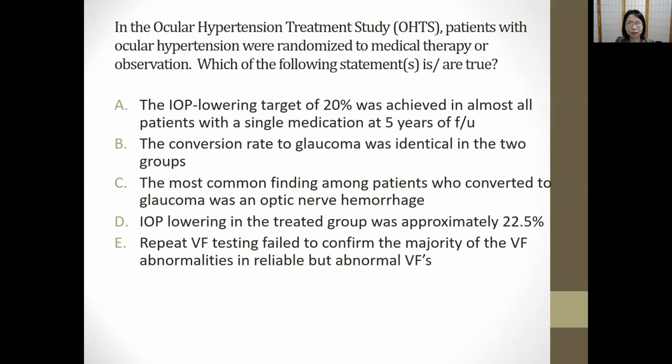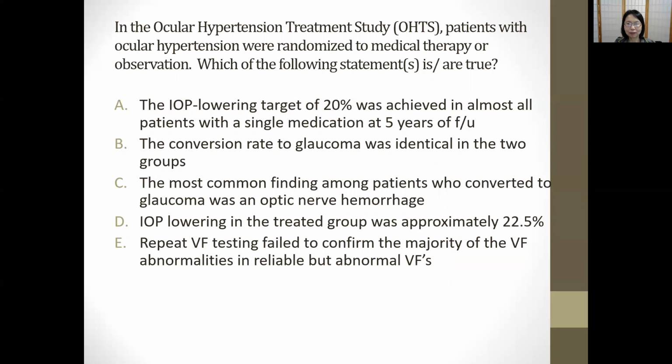Here is another question. In the ocular hypertension treatment study, patients with ocular hypertension were randomized to medical therapy or observation. Which of the following statements is or are true? Again, I encourage you to think about it before you look at the answers. Choice A, the IOP lowering target of 20% was achieved in almost all patients with a single medication at 5-year follow-up. Choice B, the conversion rate to glaucoma was identical in the two groups.